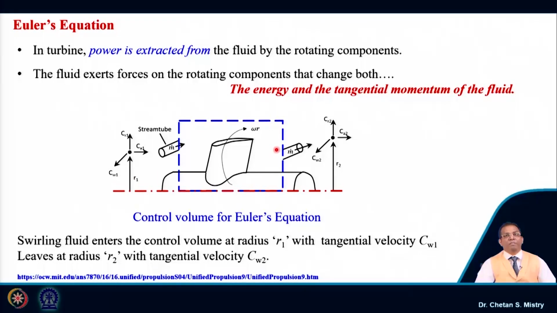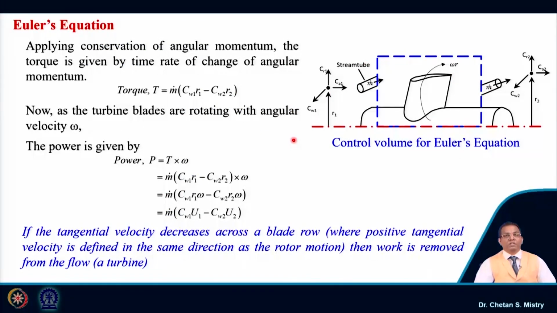At the exit we will be having my radius as R2, and my tangential velocity, that is CW2. So, what we have discussed for the compressor, in line with that we can apply our angular momentum conservation equation, and that is representing the term called torque, and this torque is written by m dot into (CW1 R1 minus CW2 R2). Once we know my torque, and if we know the angular velocity or the rotational speed, we can calculate what will be the power.